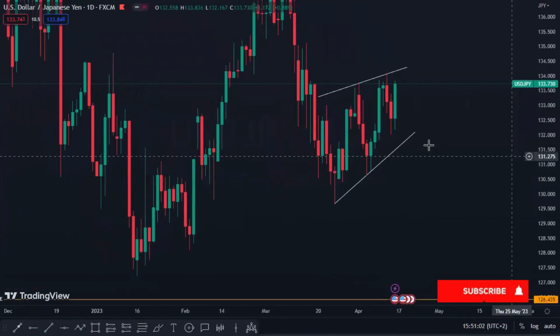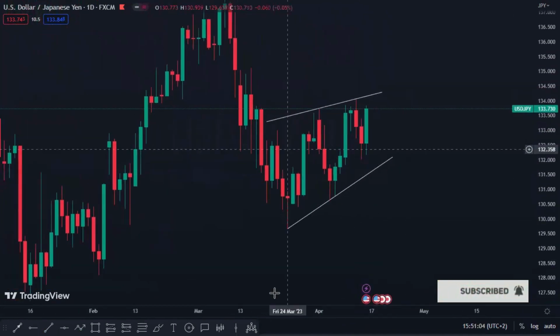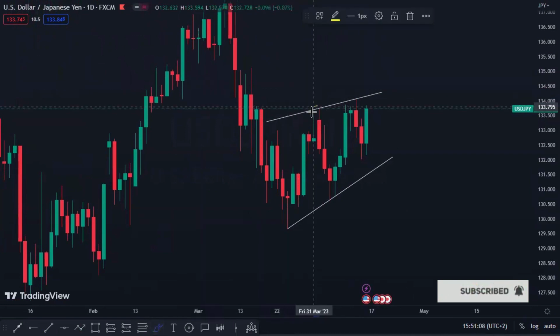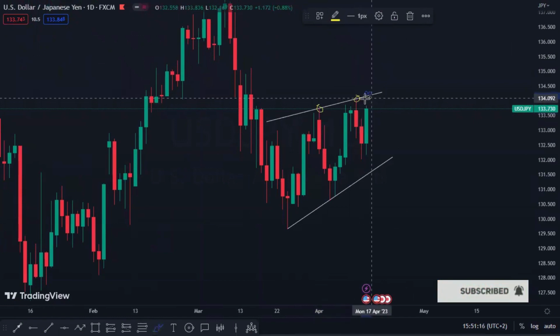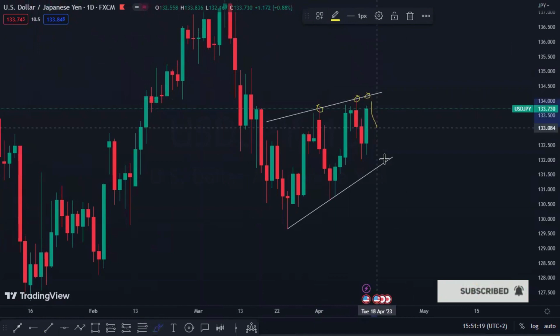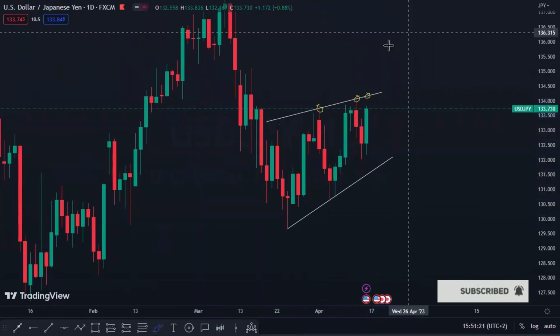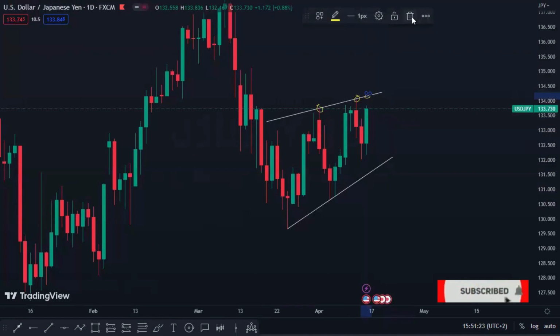Yes, you can see how price is giving us this bearish flag, with our first touch being here, our second touch being here, and an anticipated third touch, which is where we're gonna be getting our entries to drop to the downside. But yeah, guys, this is just a daily time frame yet again.